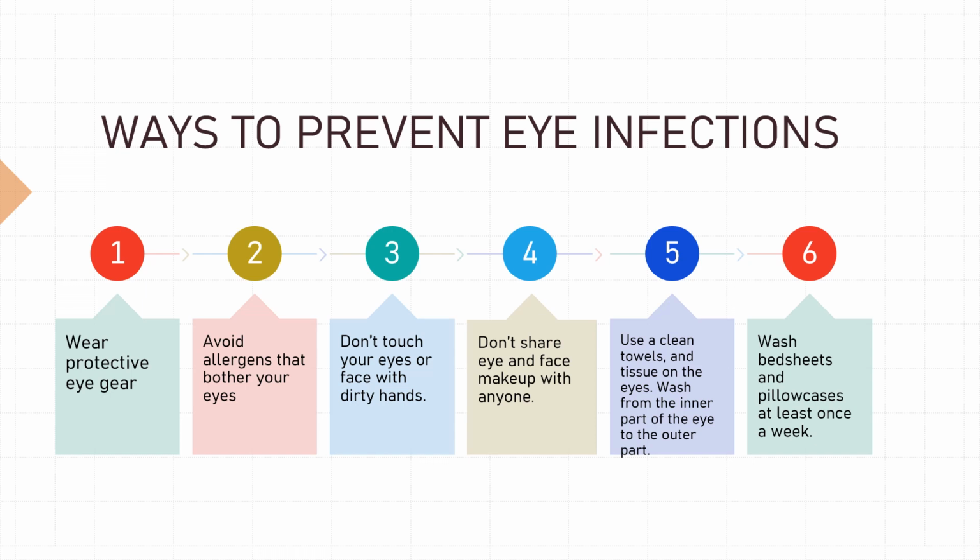These are just a few ways to prevent eye infections. Wear protective eye gear. Avoid allergens that bother your eyes. Don't touch your eyes or face with dirty hands. Don't share eye and face makeup with anyone. Use a clean towel and tissue on the eyes. Wash from the inner part of the eye to the outer part. And wash bed sheets and pillowcases at least once a week.